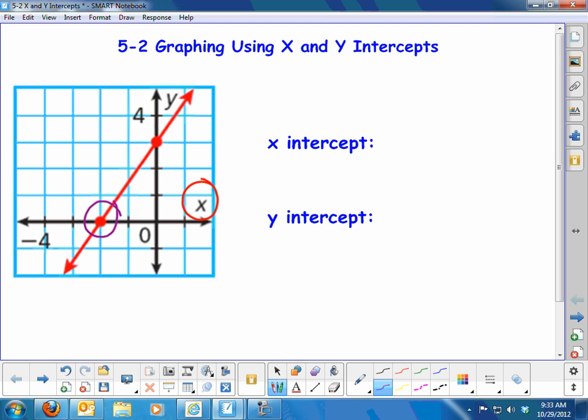So I'm going to write the ordered pair of that. I go over -2 and up 0. So the ordered pair of my x-intercept is -2, 0. Now I want to look at my y-intercept. The y-intercept is simply the point where your graph crosses the y-axis. So that would be that point right there. Again, if I write the ordered pair, I go over 0, but I go up 3. So my x-intercept is -2, 0, and my y-intercept is 0, 3.